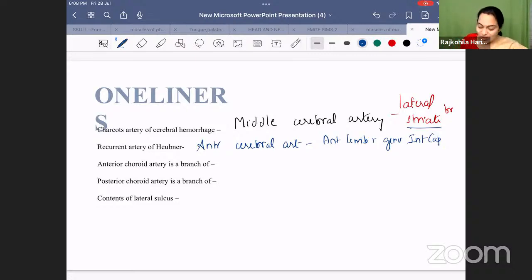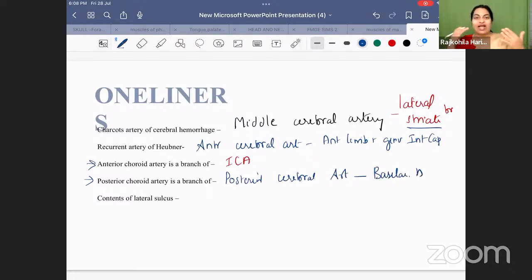Who's going to tell me, the anterior choroid artery is a branch of internal carotid artery. Am I right? Posterior choroid artery is a branch of the posterior cerebral artery, which is again a branch of the basilar artery. These terms keep confusing. Anterior choroid is a direct branch from the internal carotid. Posterior choroid from the posterior cerebral.